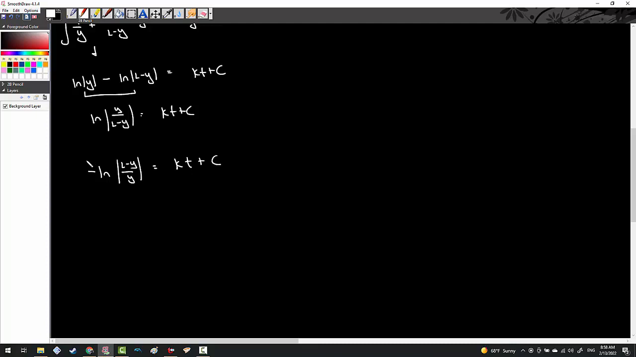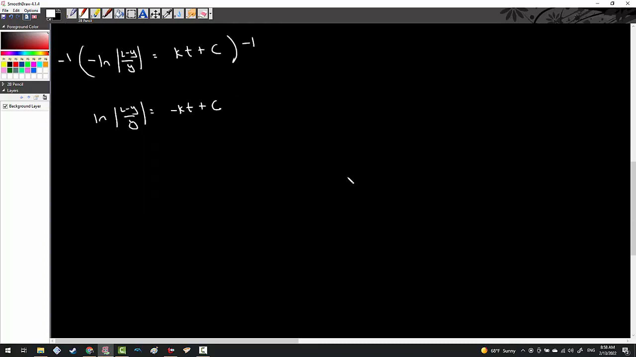So now that I've done that, I'm going to go ahead and multiply both sides by negative 1 to get rid of this negative here. So I have ln of absolute value of L minus y over y equals negative kt plus c. Again, negative 1 plus c is still going to be plus c. That constant is a constant no matter what sign he is. We've been down this road before with exponential growth.